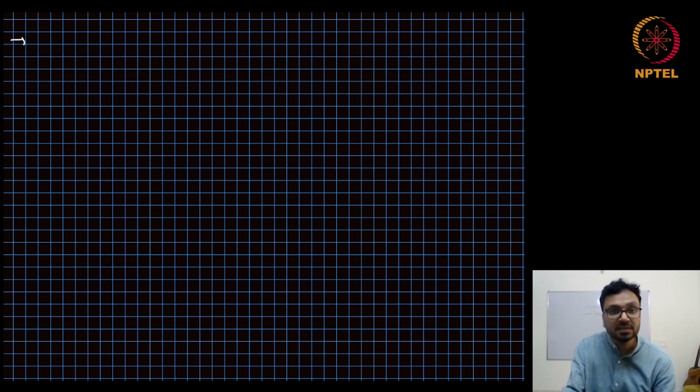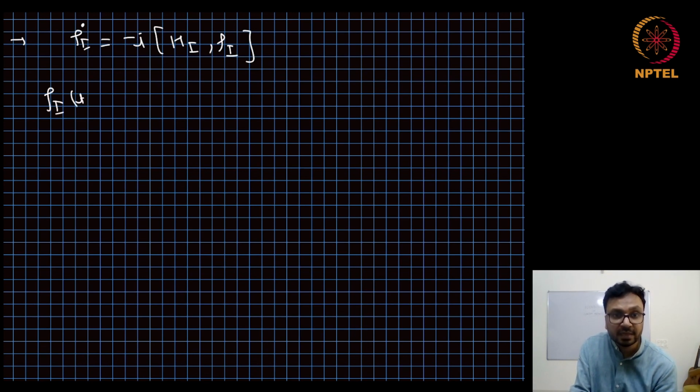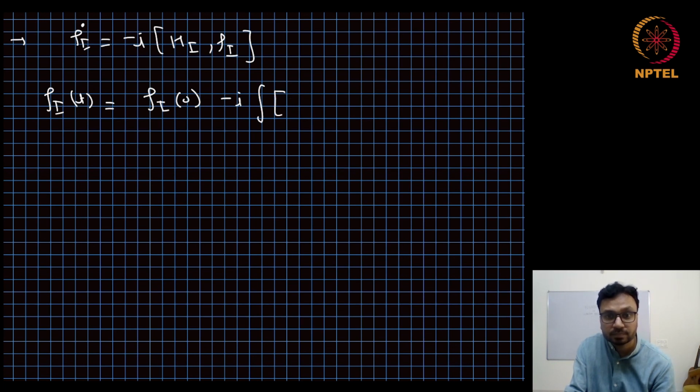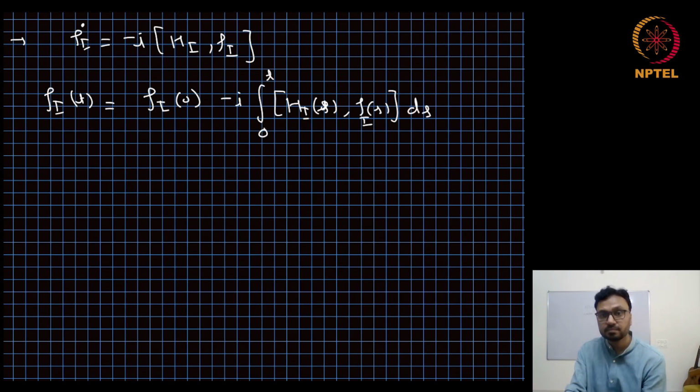So formally, this equation, rho I dot equals minus i [H_I, rho_I], can be solved as follows. Rho I at time t will be rho I at 0 minus i integral of [H_I(s), rho_I(s)] ds from 0 to t. So here we have solved for rho I in terms of rho I.